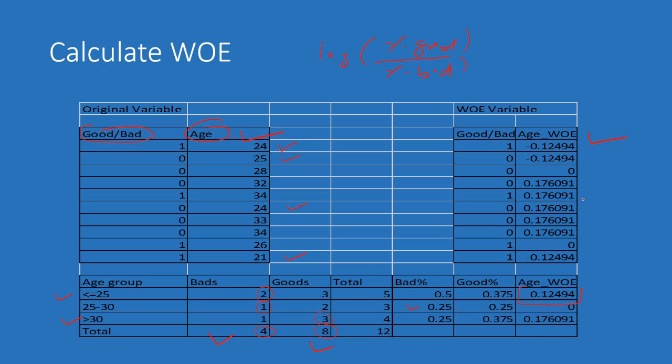So that's the way we have transformed the variable, replaced its values, and called it by a different name, age underscore WOE. This is going to be our new data set, which we are going to use for modeling, and we will see in a video how this grouping actually helps us in predictive modeling.